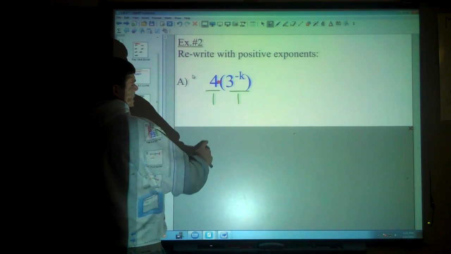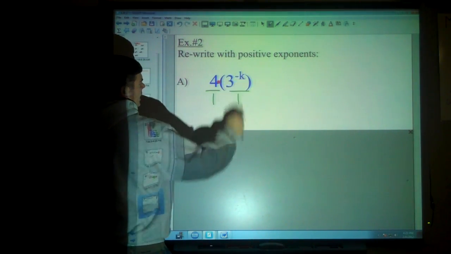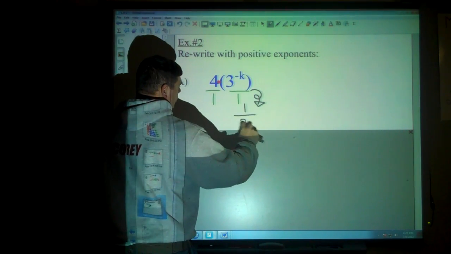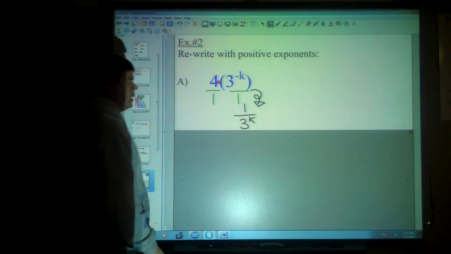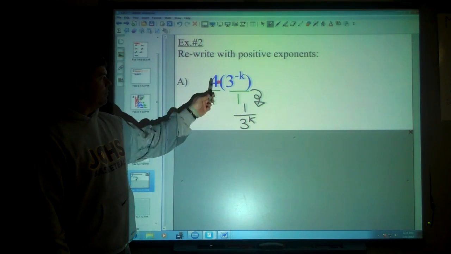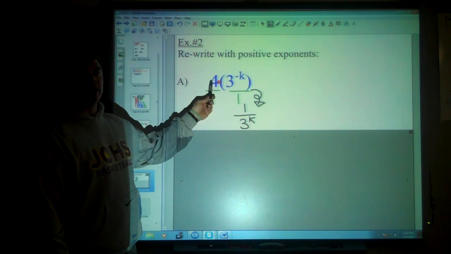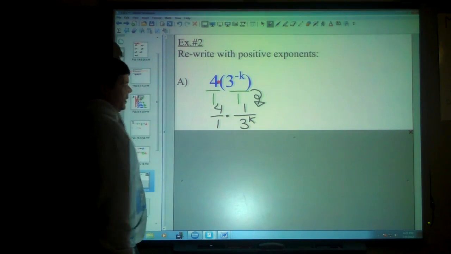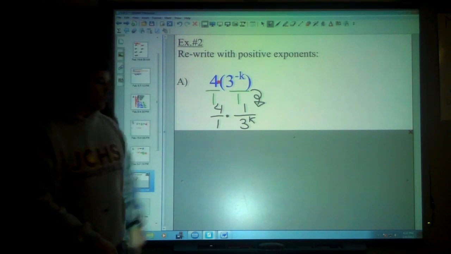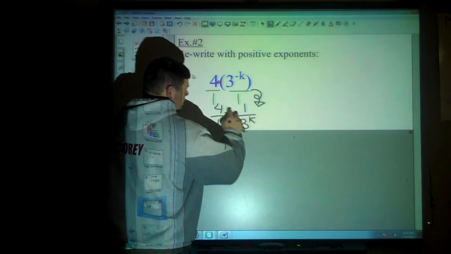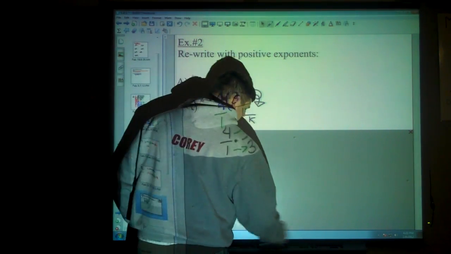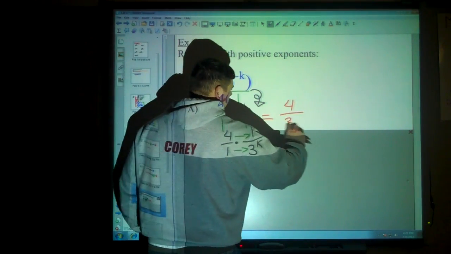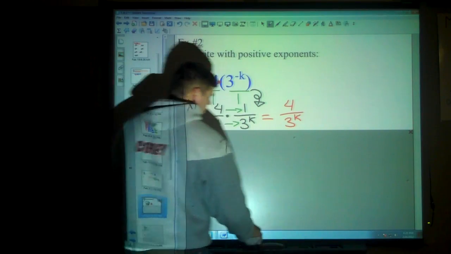And I am going to take just this one and flip it. So I'll end up with 1 over 3 to the positive k. Biggest mistake is people think I should flip the 4 over 1. But there's no negative exponent on the 4, so it stays 4 over 1. And then fractions multiply straight across, so I get a final answer that is 4 over 3 to the positive k.